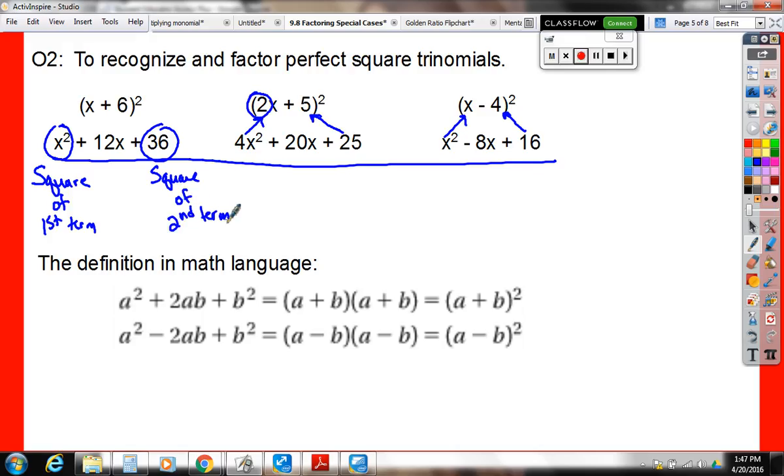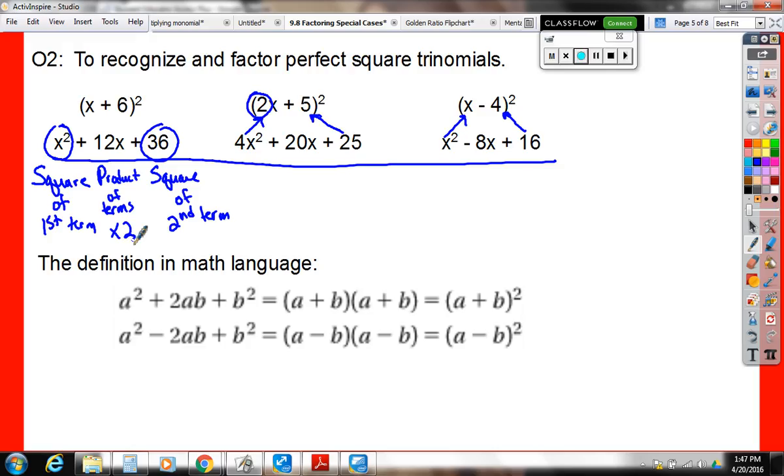And the middle one is not just 2 times the second term. You have to take the product of both terms and then multiply by 2. So we're taking 6 times x times 2 is 12. So it's the product of the terms times 2. And that works for the middle one too, because 2x times 5 is 10x, 10x times 2 is 20x.